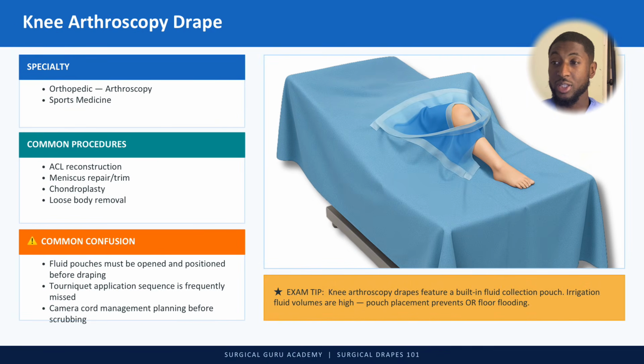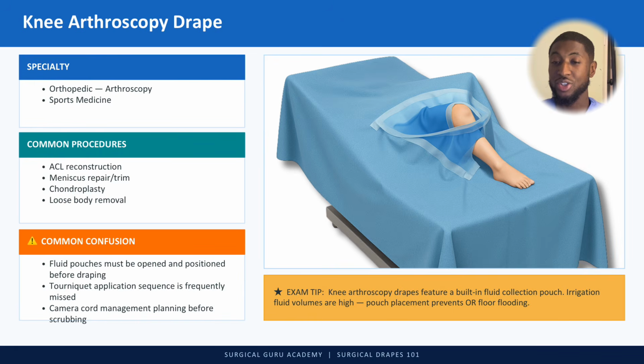Next is the knee arthroscopy drape, which we were just referencing. Orthopedic arthroscopy, sports medicine, ACL reconstruction, meniscus repair, chondroplasty, or loose body removal. Fluid pouches must be opened and positioned before draping. Tourniquet application sequence is frequently missed. I don't know why I keep talking about tourniquets. Camera cord management: plan before scrubbing.